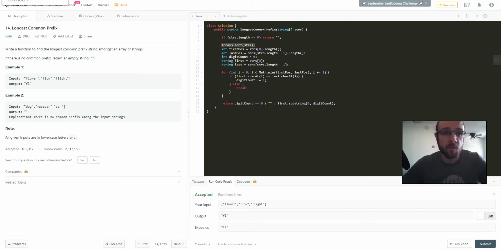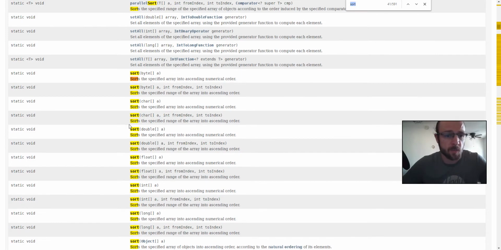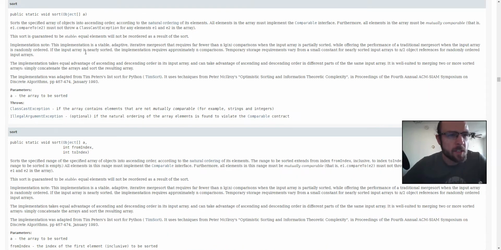And if we look at the documentation quick, we look at these sorts. Implementation note: this implementation is stable, adaptive, iterative merge sort that requires far fewer than n log n comparisons when the input array is partially sorted, while offering the performance of a traditional merge sort when the input array is randomly ordered. Okay, a traditional merge sort, n log n. So it should be pretty darn slow.